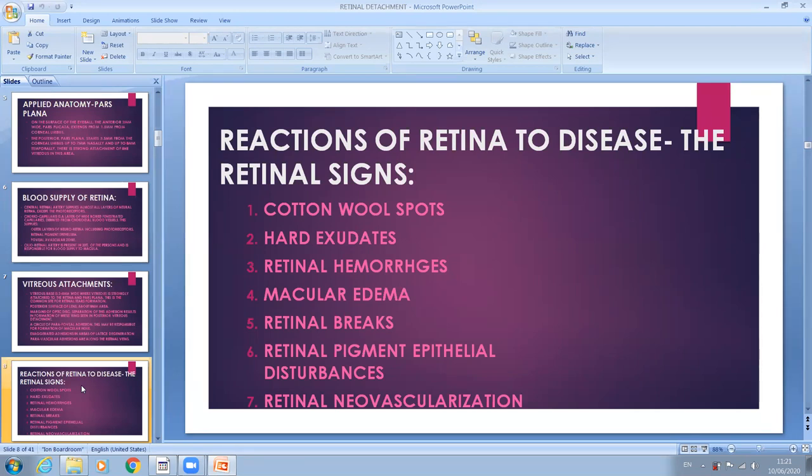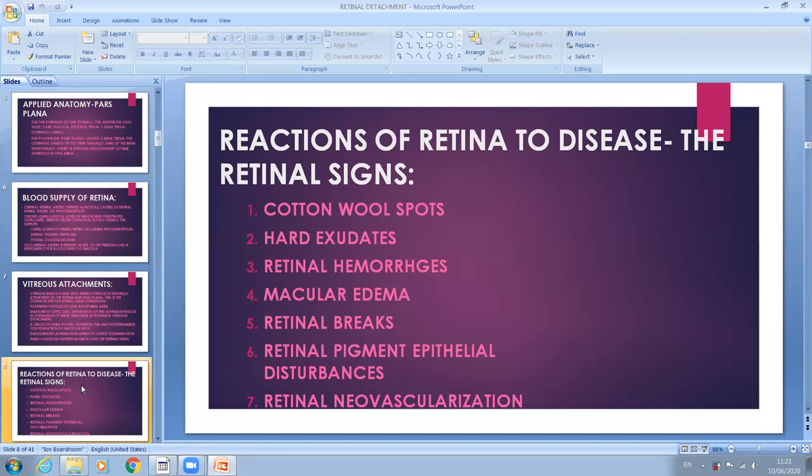If you can feel pain or something else, it may be due to the adjacent structures being inflamed due to the same insult. But how the retina responds to the different diseases is, one, that we call different types of exudates: the soft exudates, these are called cotton wool spots, and the harder exudates. Sometimes there is leakage of blood from the blood vessels into the different retinal layers, and we call it retinal hemorrhages. And then sometimes there's edema of some parts of the retina, and the most important among these is the macular edema, because it is going to affect the vision.